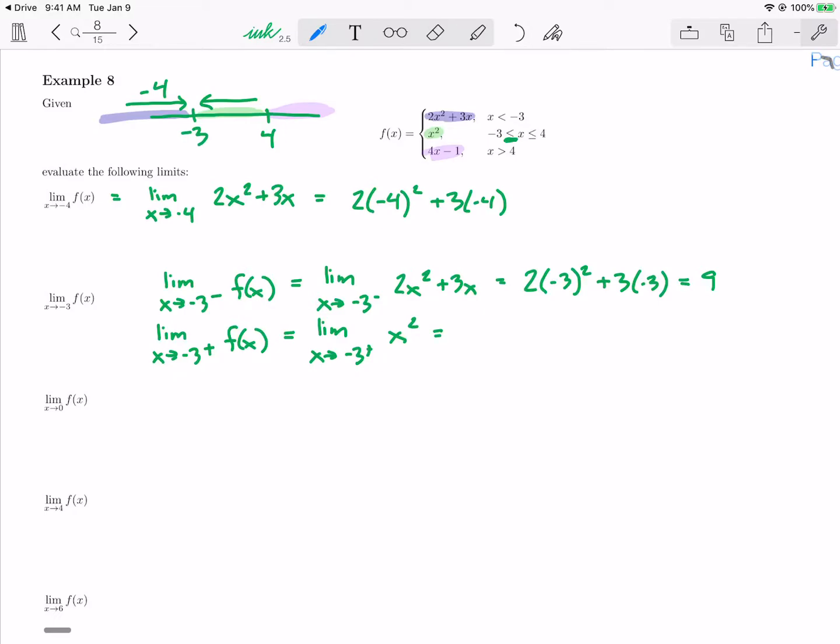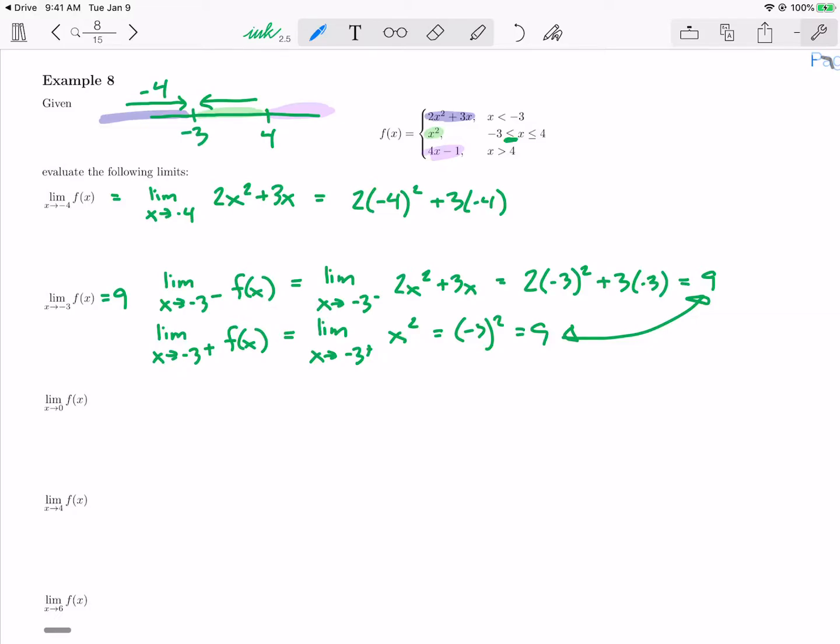And then when I plug negative 3 in and square it, I get 9. I'll show that step. Negative 3 squared equals 9. Since both of these values are the same, then this limit is equal to 9. The two-sided limit is equal to the one-sided limits because the one-sided limits are the same.